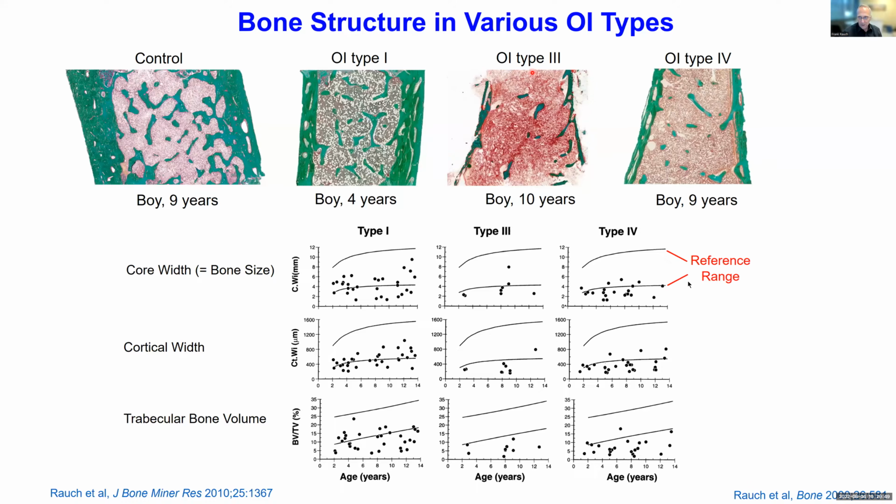So here's a publication of these different OI types compared to reference ranges. You can see that the core width tends to be small, or really much smaller than normal in all these OI types. And the cortical width is almost always decreased in type 3 and type 4. And trabecular bone volume also is below the reference range in type 3 and type 4 in most cases.